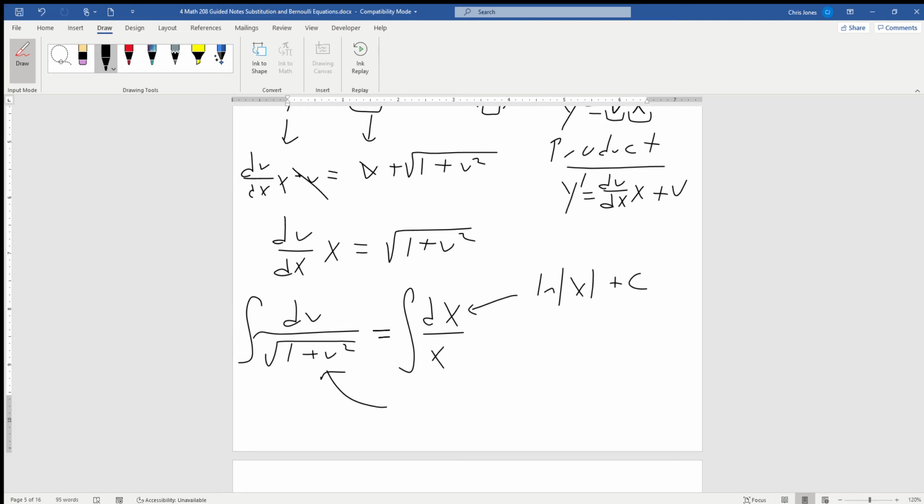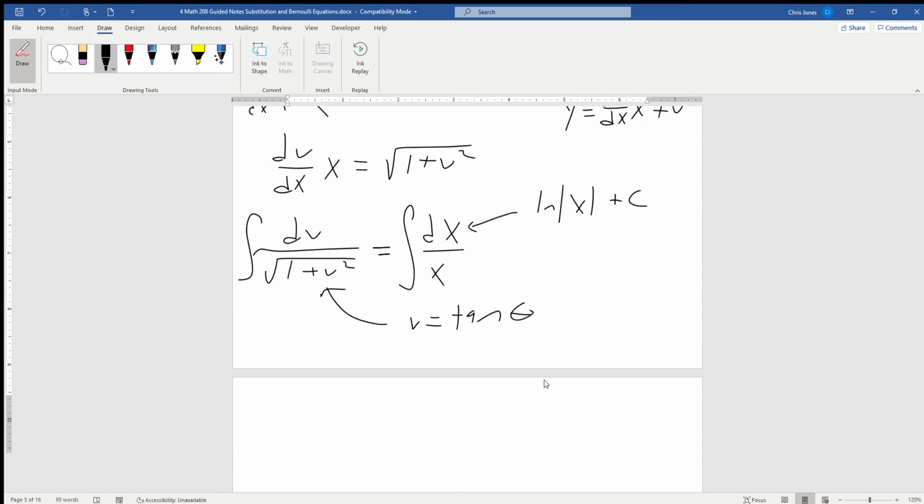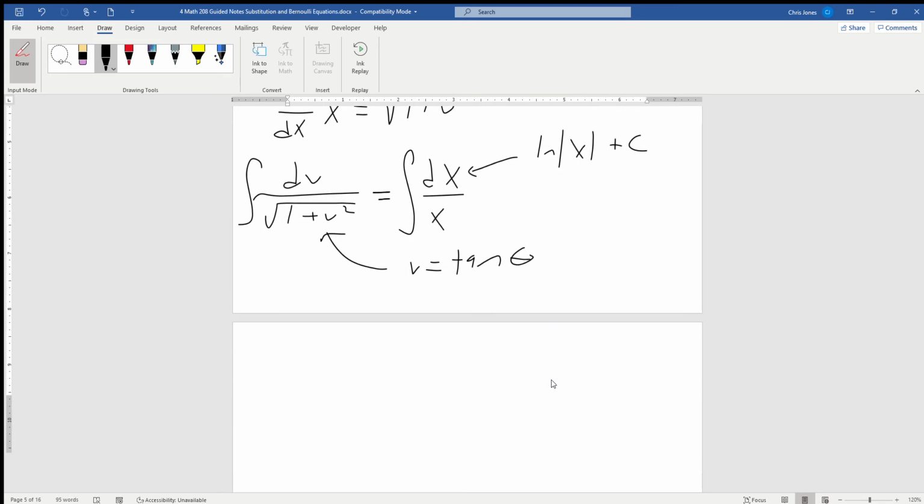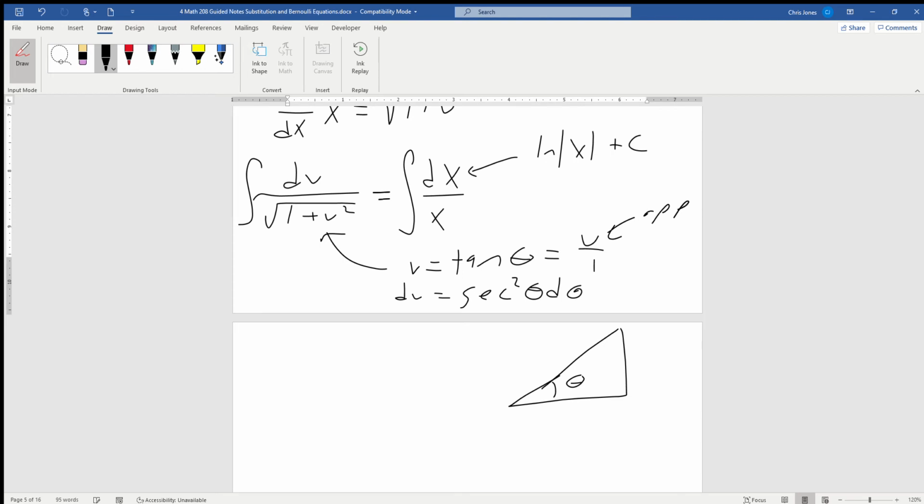All right, so to be able to do this one, we're going to have to let v be equal to the tangent of theta. Unfortunately, it's just one of those ones where we have to use the technique. dv is going to be equal to sec squared of theta, d theta. It's just like your regular substitution. Notice that tan of theta is v over 1, and we can build our triangle that way. If we build our triangle, and you might remember from calculus 2, you need your triangle to back substitute. Remember, tangent is opposite over adjacent.